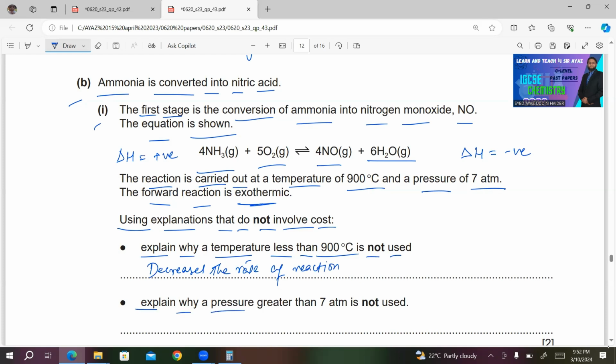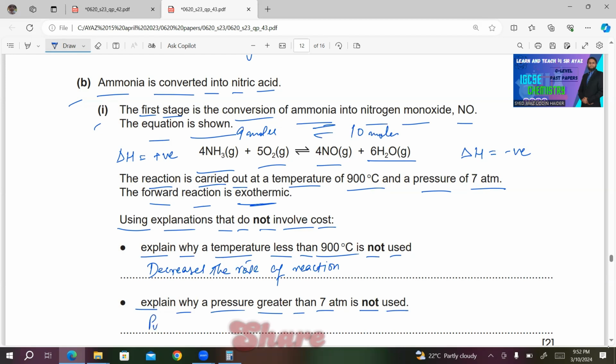Explain why a pressure greater than 7 atm is not used. So what will happen if you increase the pressure? The equilibrium will shift to the side with less number of moles. If you count the number of moles of gases in the equation, on the reactant side, you have 9 moles of gases, and on the product side, you have 10 moles of gases. So the equilibrium will shift to the reactant side.